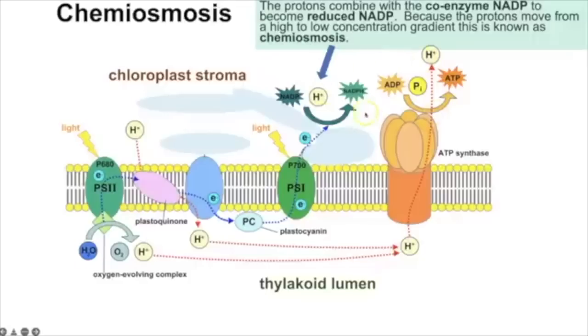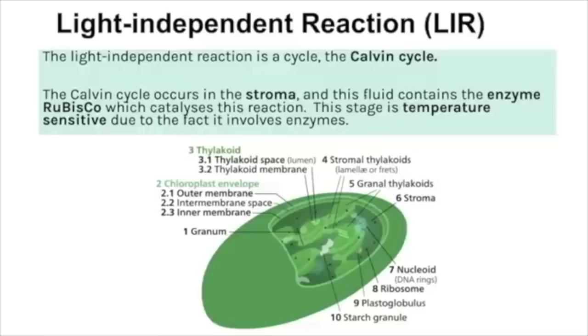We then have the protons back on the stroma side, and this is how we create reduced NADP. So the NADP coenzyme picks up the electrons from the end of the electron transport chain. It picks up the protons after they've passed through ATP synthase, and that reduces NADP, which makes it NADPH. So now we've created ATP and reduced NADP. Those two molecules are used in the light-independent reactions, also known as the Calvin cycle.